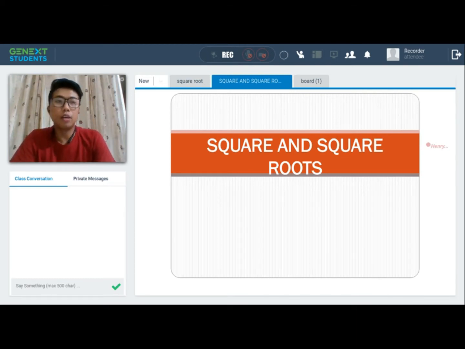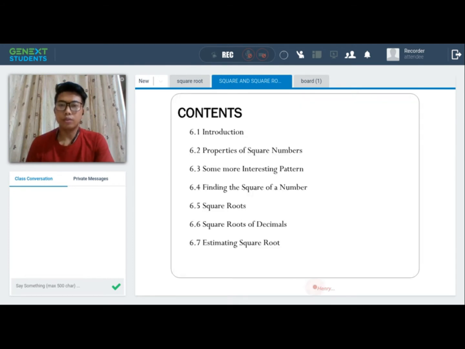Today is the 10th session of our course, and till now we are currently doing our third chapter, that is squares and square roots. In the previous classes, we have discussed rational numbers and playing with numbers. So the third chapter is squares and square roots, and this is the third class out of four for square roots.